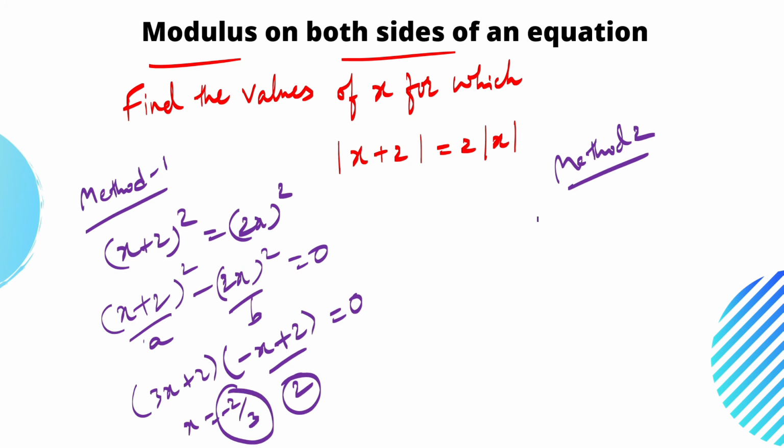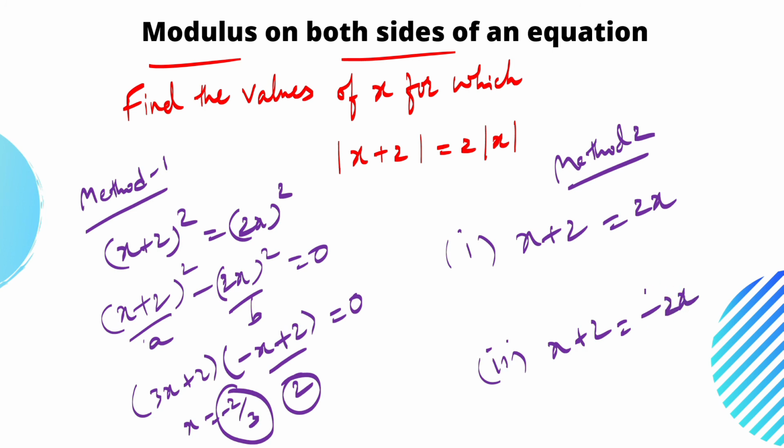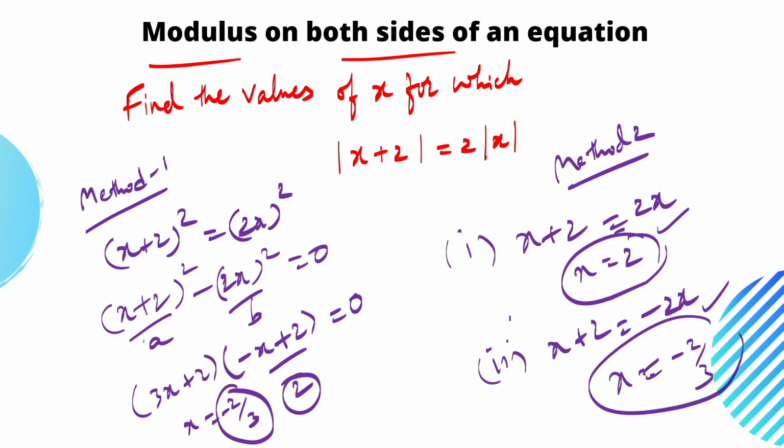Whereas in the second method, as it is modulus, x plus 2 can take the positive case, this is case 1, and x plus 2 can also take the negative case, this can be equal to minus 2x as well. So in this case x is equal to 2, right? In this case x is equal to minus 2 by 3. So we got the same answers. So you can follow any method, whichever method is convenient for you.